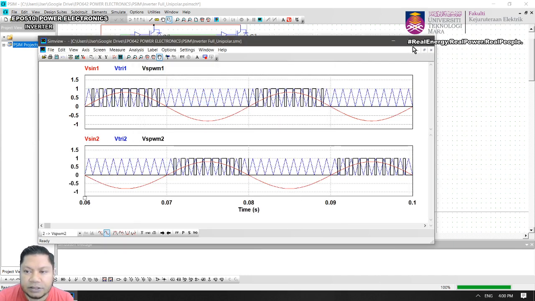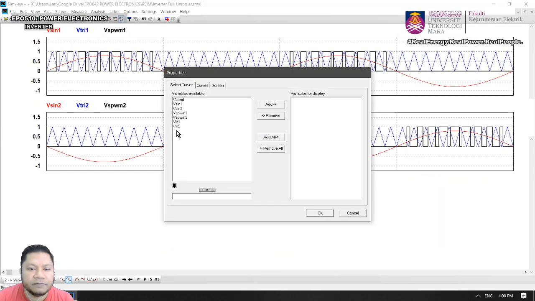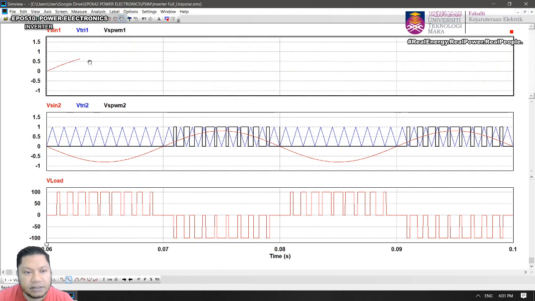So that is 2, and finally your output voltage, Vout, Vload. This is a full bridge, therefore it is 100 volt minus 100 volt, depending on the input voltage. If the input voltage is 500 volt, it will be 500 volt minus 500 volt. And from there, I can delete this.